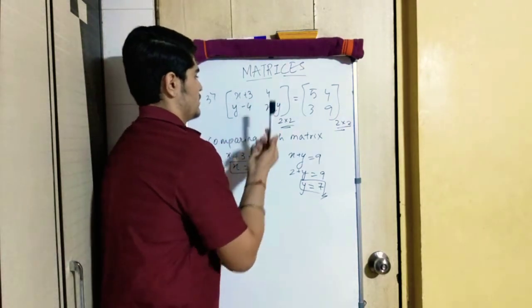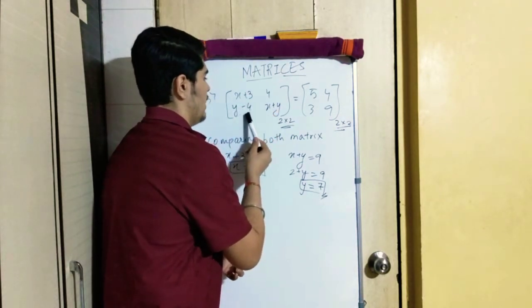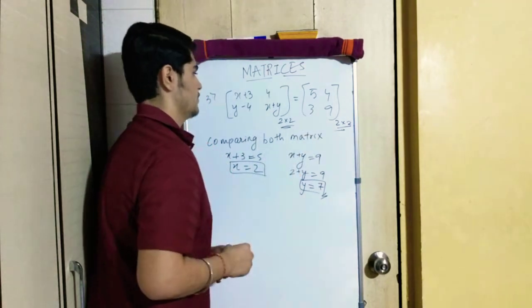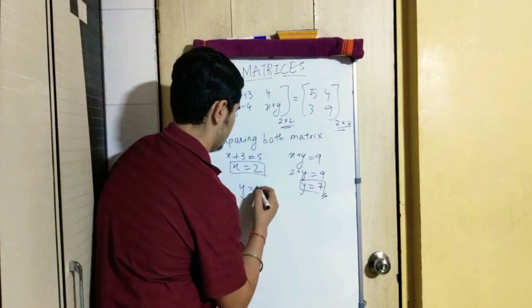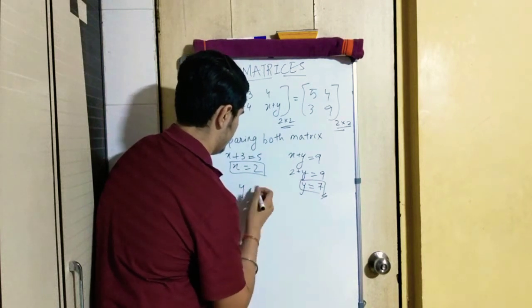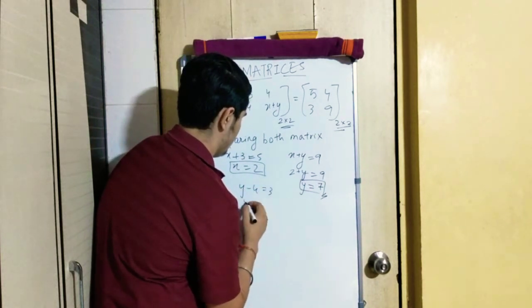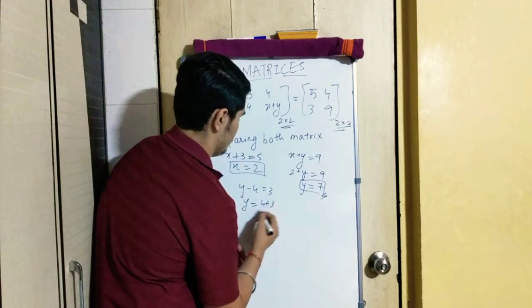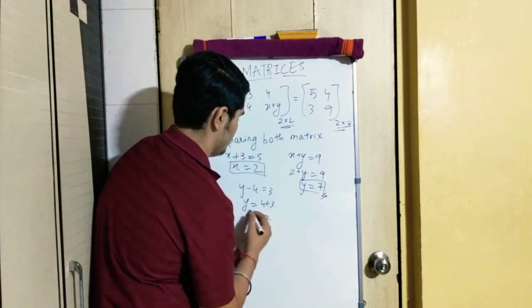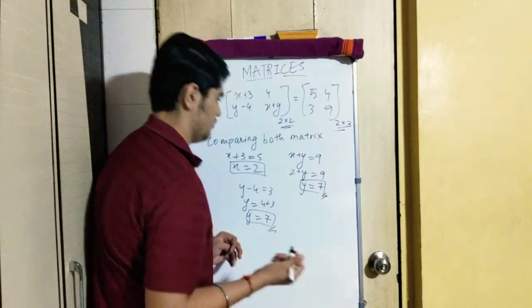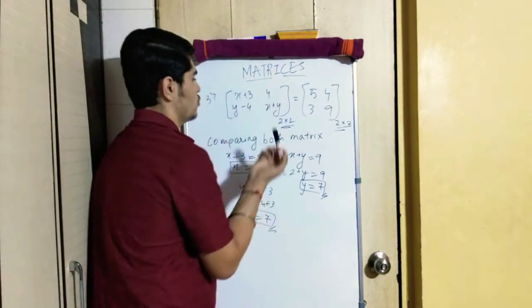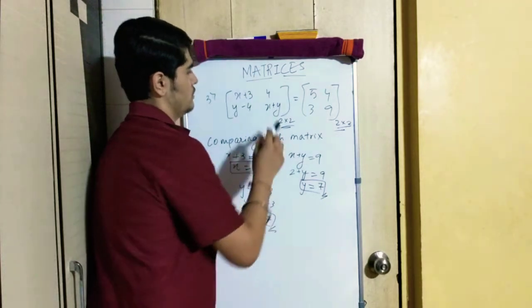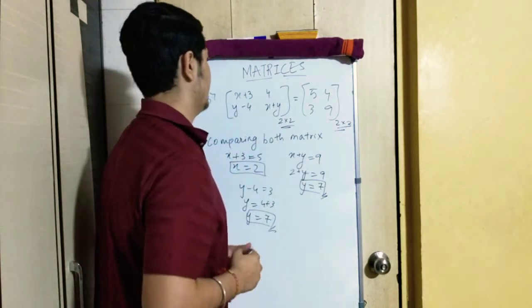If you don't want to take x plus 3, you can also take y. Y minus 4 is equals to 3. So y minus 4 is equals to 3. Y is equals to 4 plus 3. That is y is equals to 7. Either way you can do it. Both answers are correct. You can first find x, or you can first find y, then you can substitute in this equation and you can easily find the other.